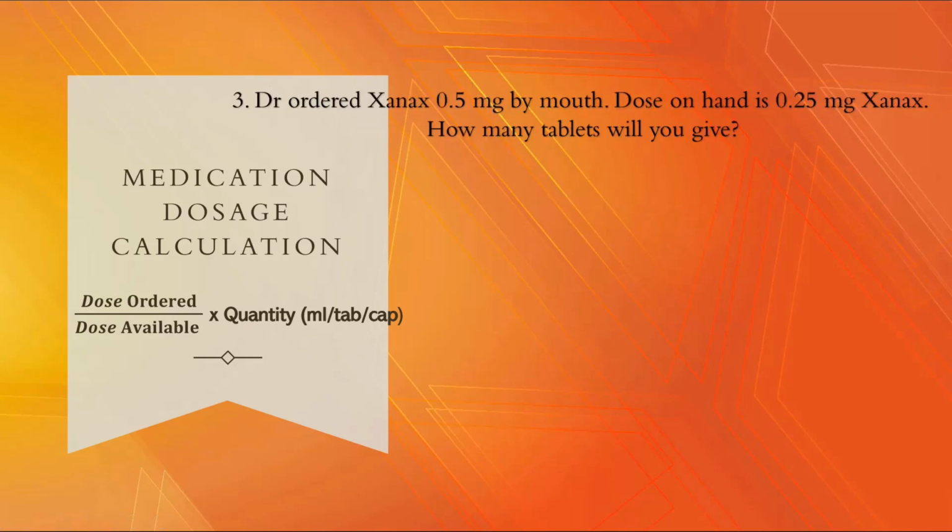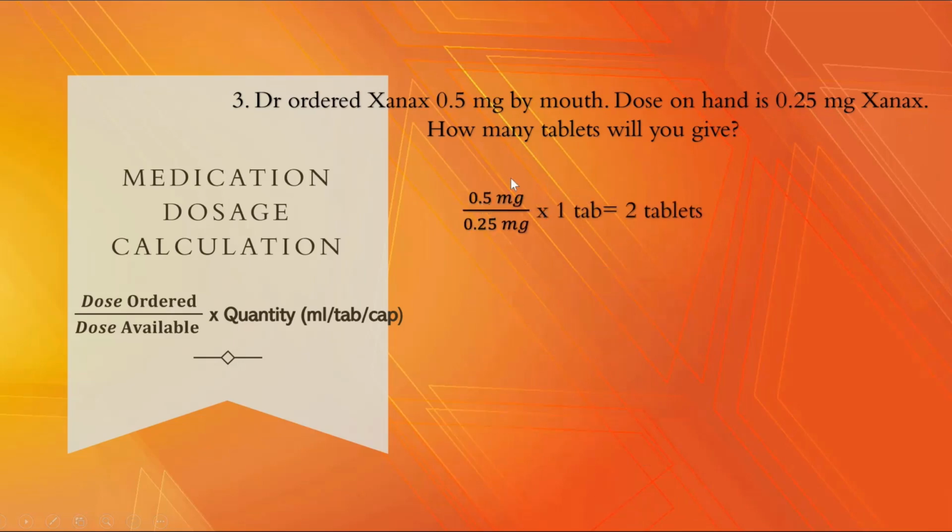Now the next question. Doctor ordered Xanax 0.5 milligram by mouth. So this is the ordered dose. Ordered dose is 0.5 milligram. Dose on hand, that means dose available, is 0.25 milligram Xanax. That means 0.25 milligram in 1 tablet. How many tablets will you give?